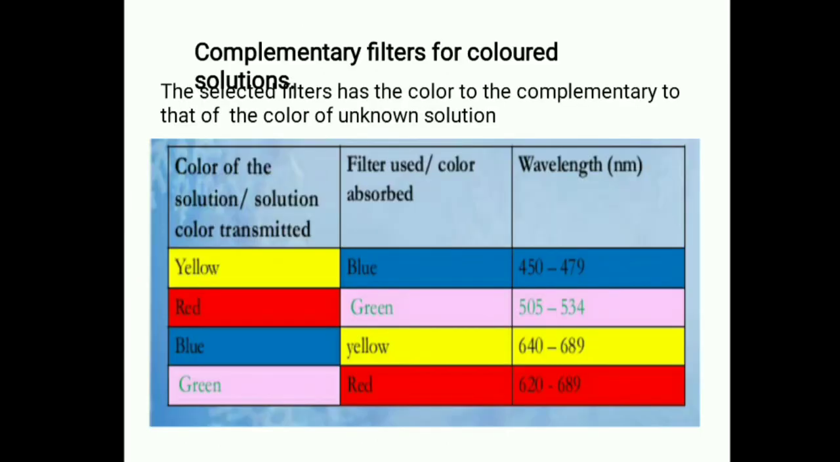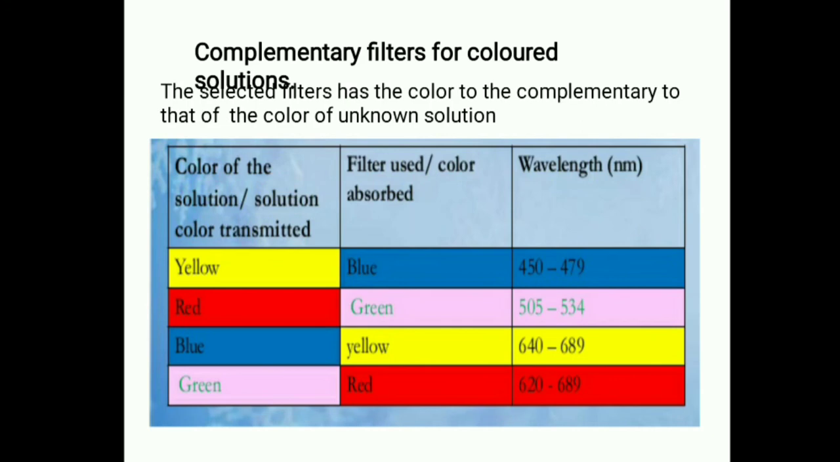Complementary filters for colored solution. The selected filter has a color complementary to the color of the unknown solution. First thing that I have mentioned is that the solution must be a colored solution. In colorimeter, according to the color of the solution, we select the filter to be used. Like if we have a yellow color solution, then we use a blue color filter. This blue color filter has a wavelength ranging from 450 nanometer to 479 nanometer.